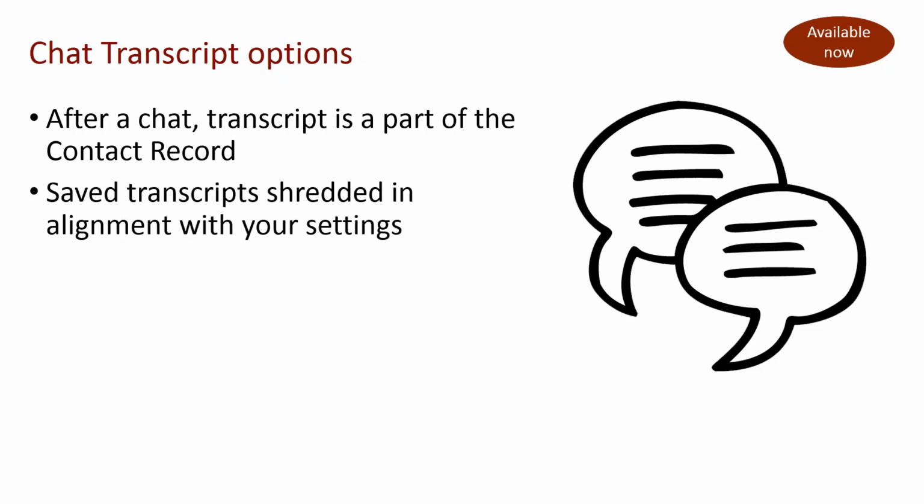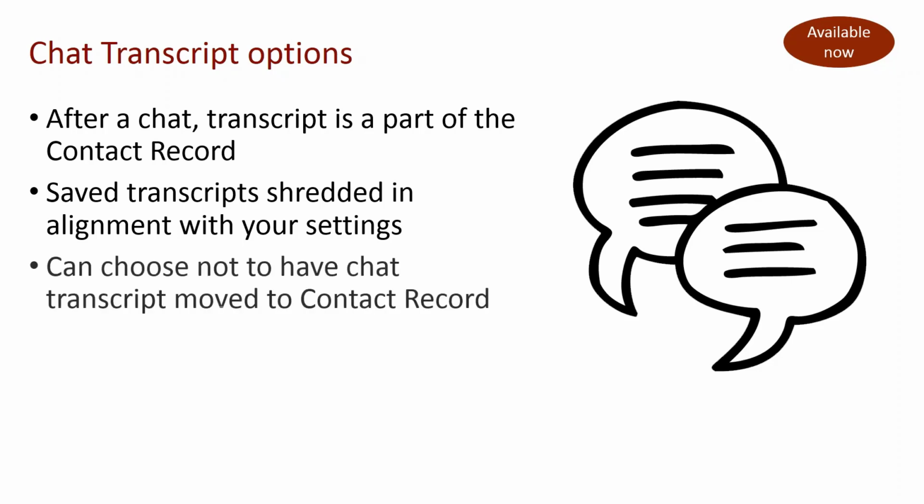Now, saved transcripts can also be shredded in alignment with whatever settings you have. Those are considered personally identifiable, or just a part of the conversation that would be shredded. So they can be shredded in alignment with the other settings that you've chosen. But in addition to shredding those, you can actually choose not to have the chat transcript moved to the contact record so that it only does exist in that conversation.